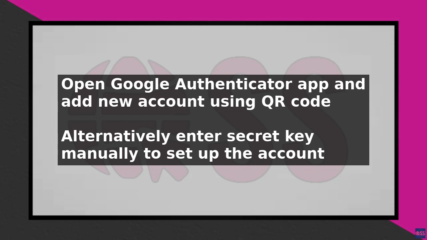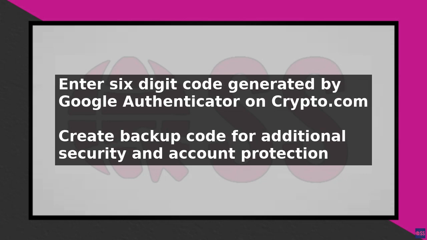Best practices include keeping your Google Authenticator app and Crypto.com account up to date, using a secure password for your Crypto.com account, and enabling additional security features such as biometric authentication if available. It is also essential to keep your mobile device secure and protected with a password or biometric lock to prevent unauthorized access to the Google Authenticator app.